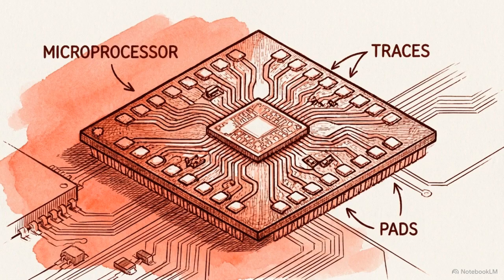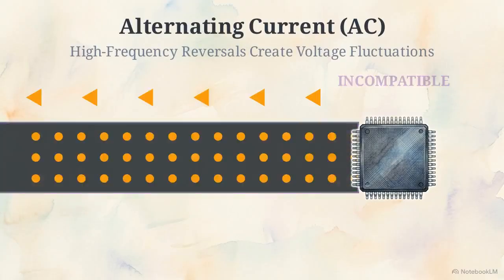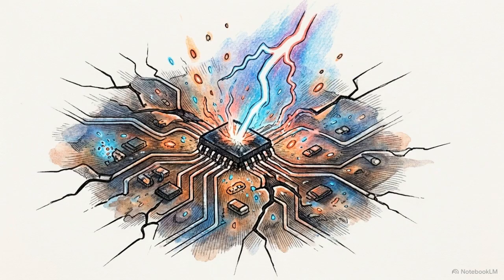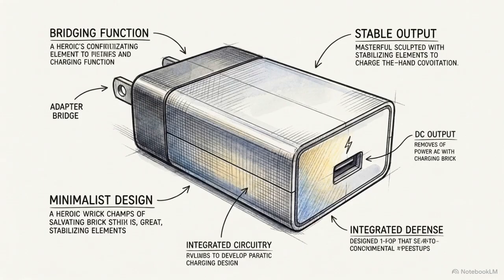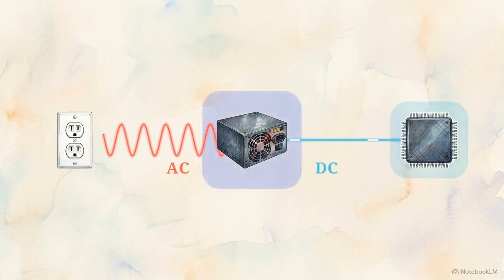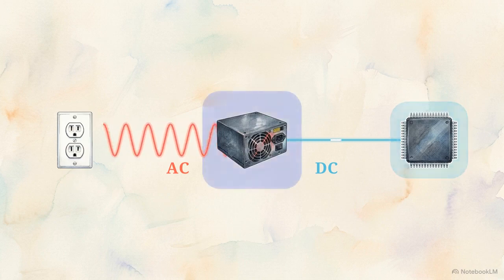Feeding raw AC power directly to a microchip is dangerous. Because AC constantly reverses direction dozens of times every second, it creates a fluctuating voltage that delicate internal components aren't built to withstand, effectively frying the circuitry. To bridge this gap, the charger acts as a real-time translator. It actively transforms the reversing wave from the wall socket into the stable, single-direction current that the circuit board expects.